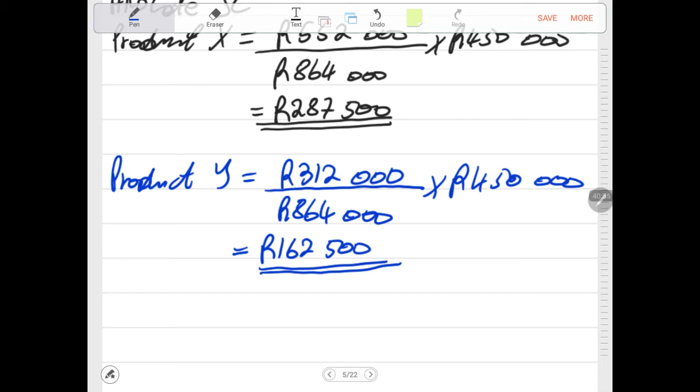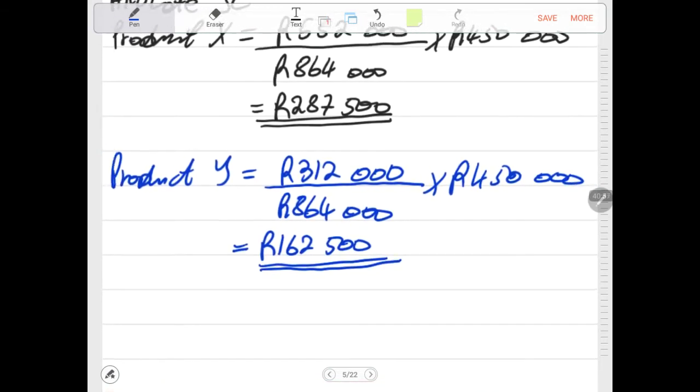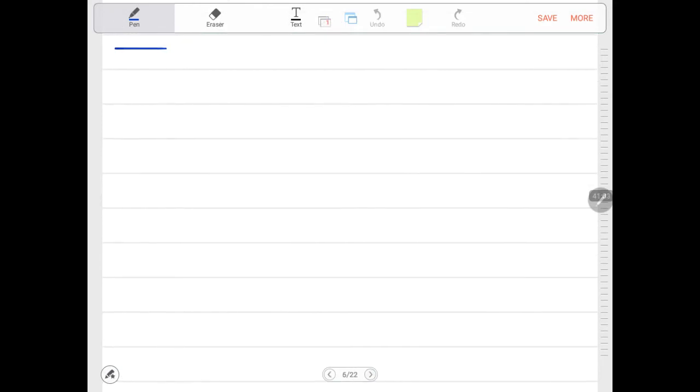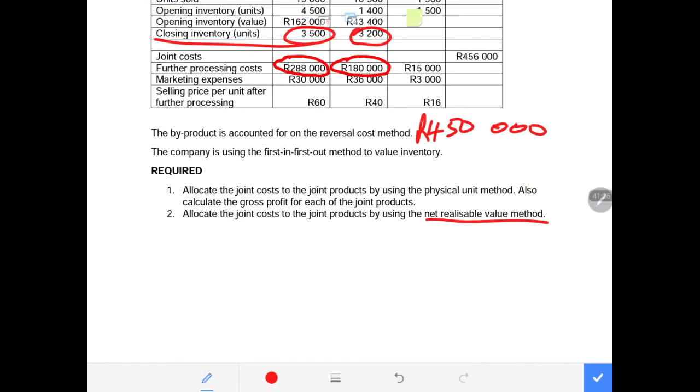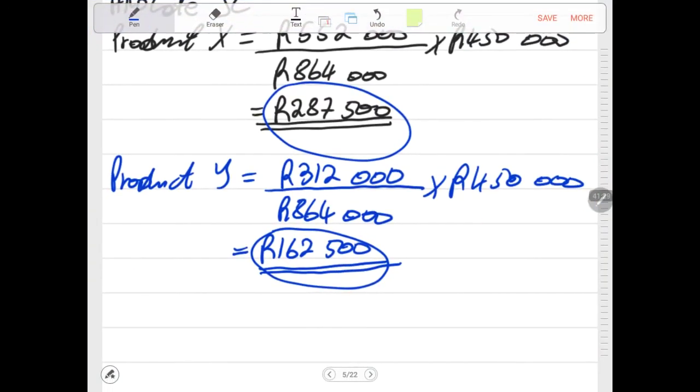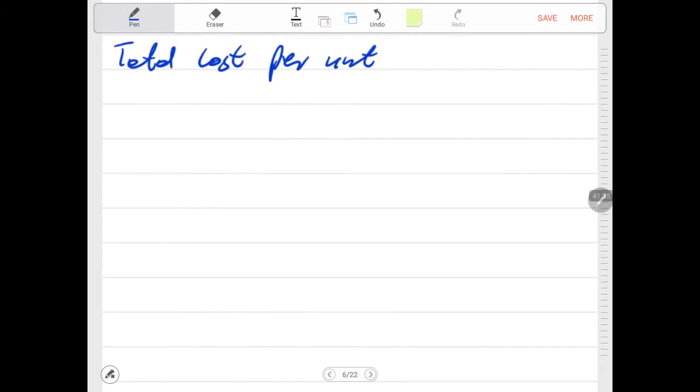And in this one, we are not required to calculate our gross profit. But I just want to calculate what we call total cost per unit. Now we are calculating the total cost per unit after the joint costs have been allocated using the net realizable value method. How to calculate the total cost per unit? Your total cost per unit will be made of the total cost first.